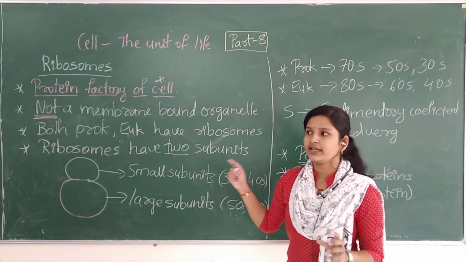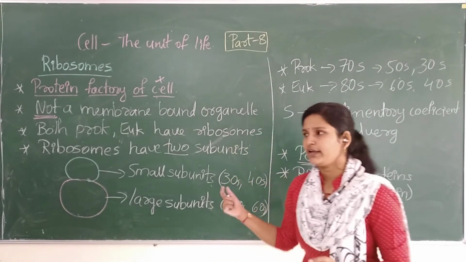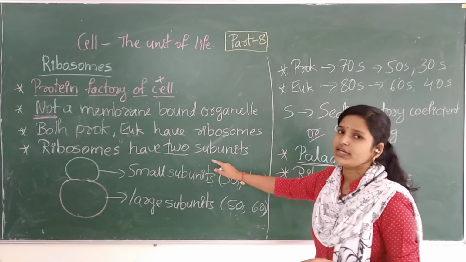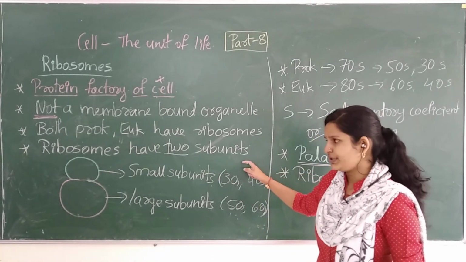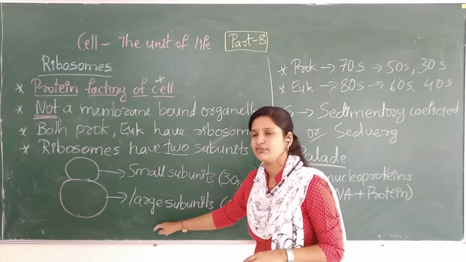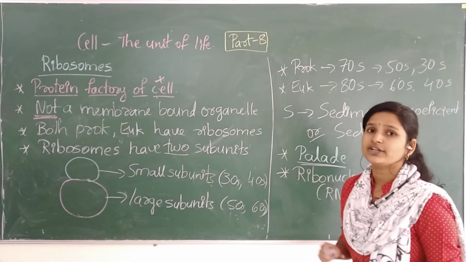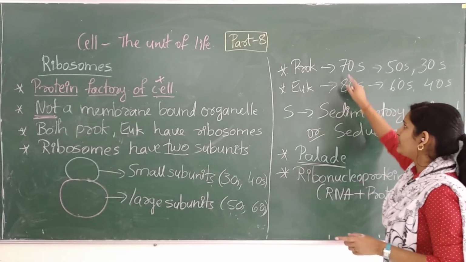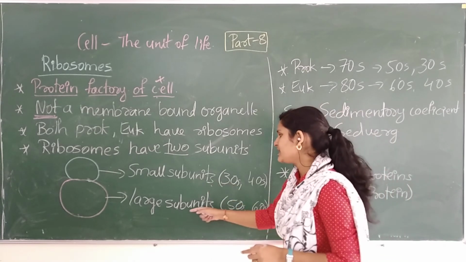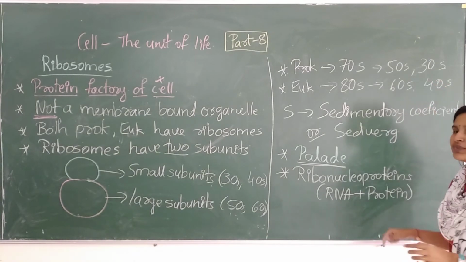Another very important thing is that both prokaryotes and eukaryotes have these ribosomes because both need protein. Because of that necessity, in prokaryotes as well as in eukaryotes there will be ribosomes in a cell. Okay, then the ribosomes, very important, have two subunits, a small subunit and a large subunit. For example, prokaryotes have 70S ribosomes. These are further divided into two subunits, large and small. The large one is 50S and the smaller one is 30S.